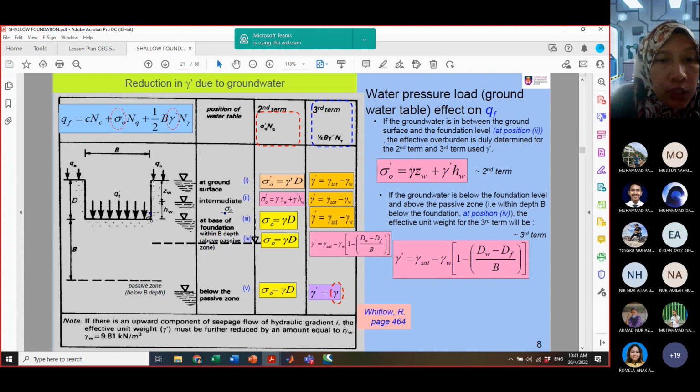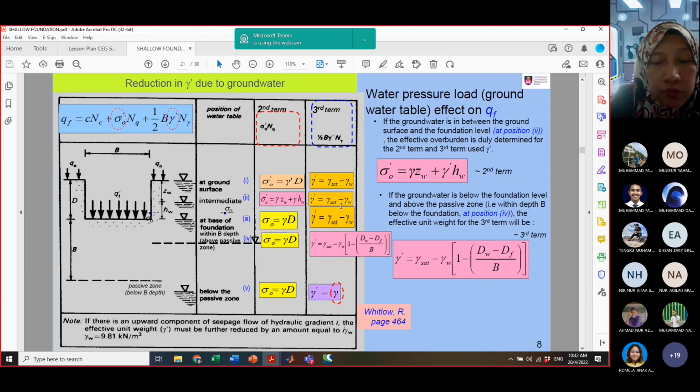The first case will use fully D. Why? Because our soil is already fully saturated from the top to the bottom of the footing. So we calculate directly as the effective gamma times D. For this particular condition too, intermediate, the groundwater table is at the intermediate, so there will be two depths, ZW and HW. HW for the effect by water table, ZW in a dry or bulk condition.